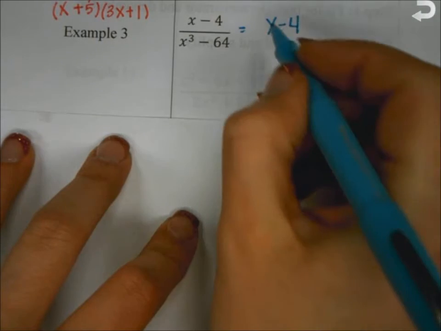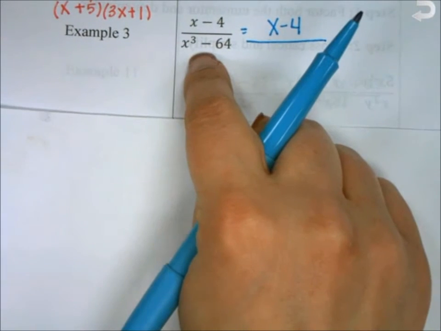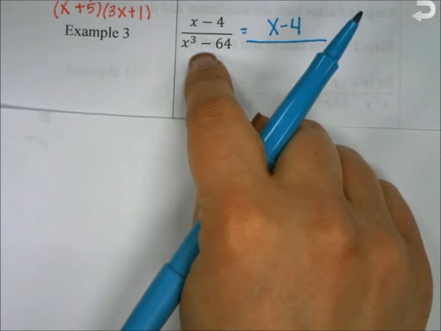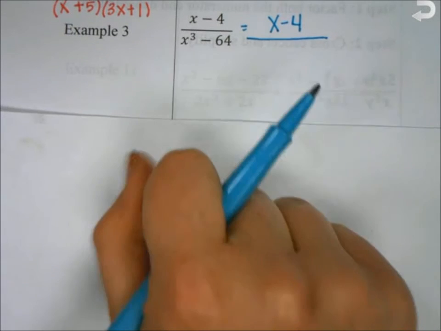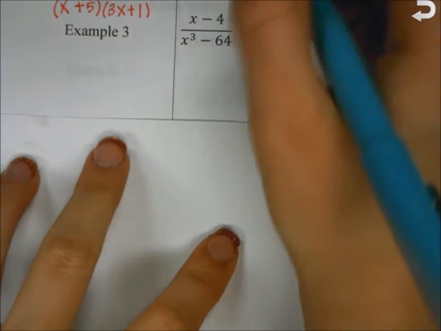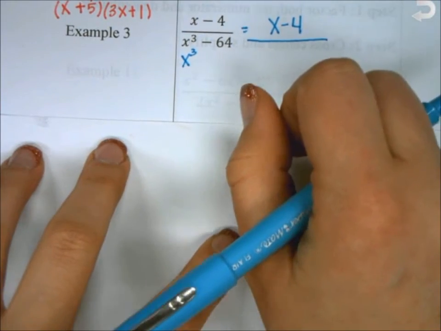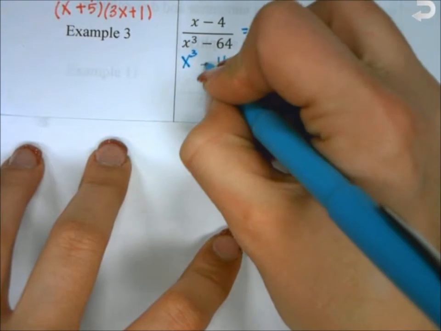What about this one, the denominator? What method is it? They're cubes. So x cubed is the same as x to the third. 64 is the same as what? 4 to the third. So I'm just writing it underneath to remind myself. And then I just apply the rule.